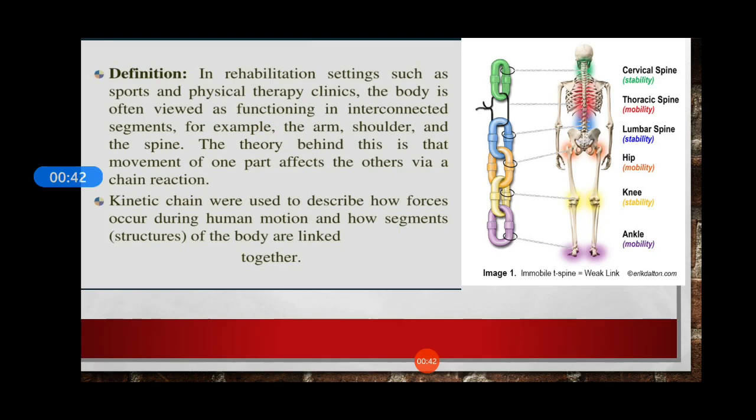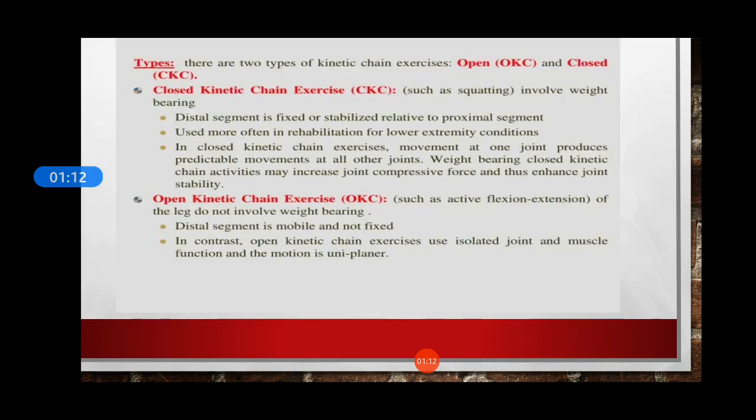The kinetic chains could be open or closed kinetic chain. While we define them in rehabilitation settings such as sports and physical therapy clinics, the body is often viewed as functioning in interconnected segments. For example, our arm, shoulder, our spine, our hip, our knee, ankle, they all work interconnected. Kinetic chains were used to describe how forces occur during human motion and how segments of the body are linked together. So we have two types of kinetic chains. The kinematic chain can be open or closed.